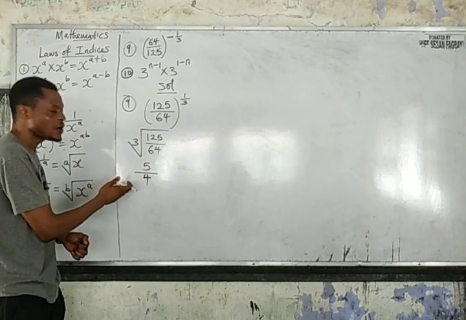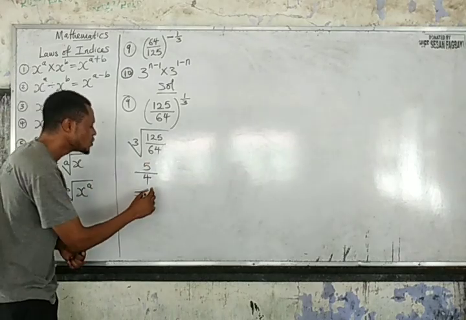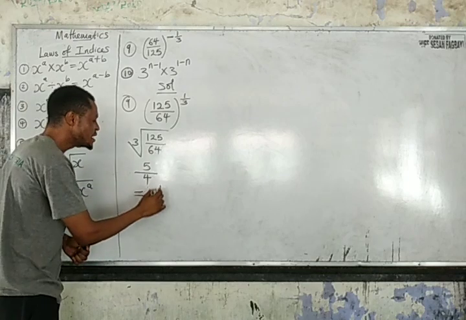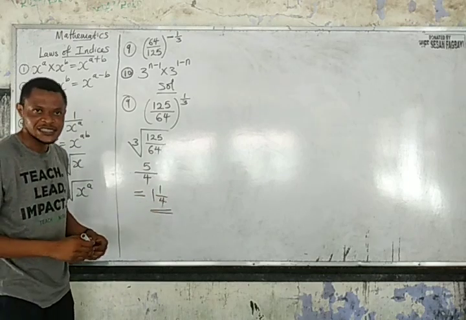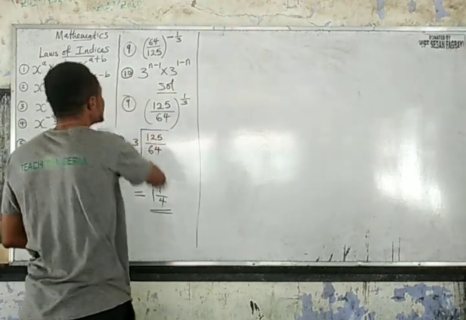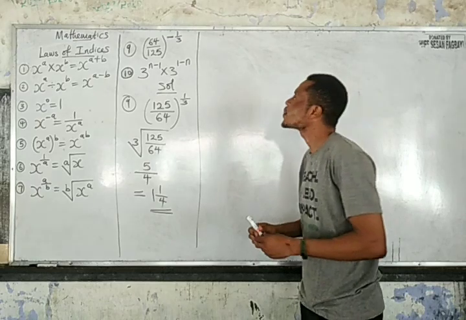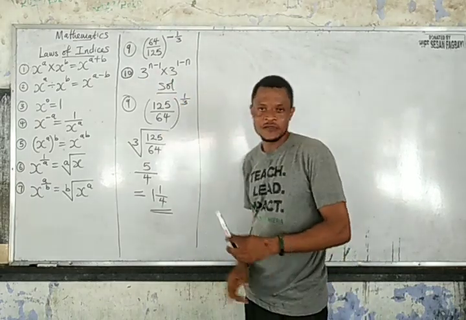So we can choose to leave our answer like this or as a mixed fraction. 4 in 5, it goes 1, and we have 1 remaining all over 4. That's our answer. Easy. So question number 10. We simply make use of the first law of indices.